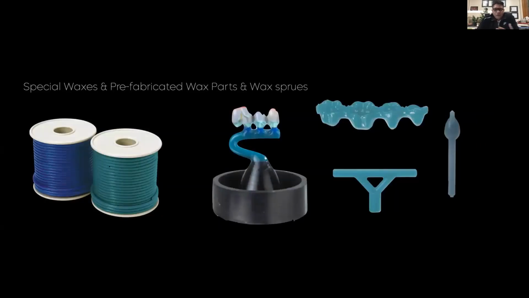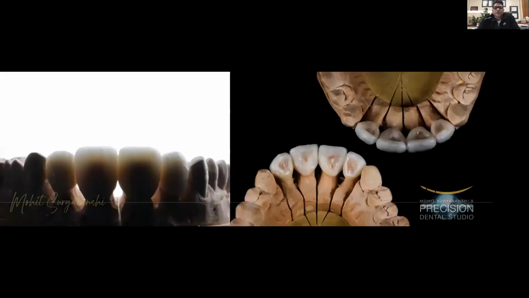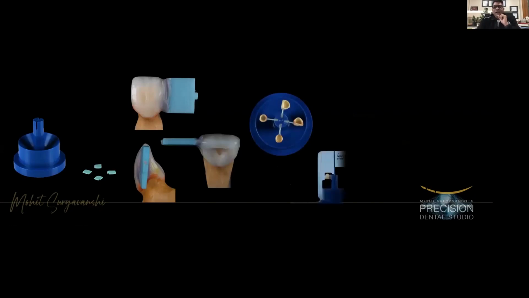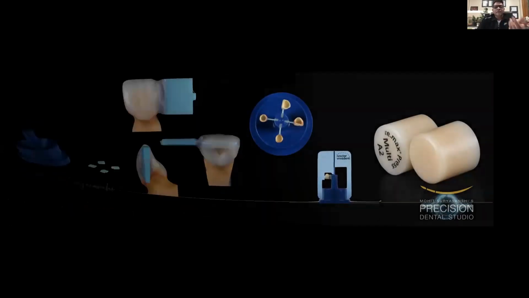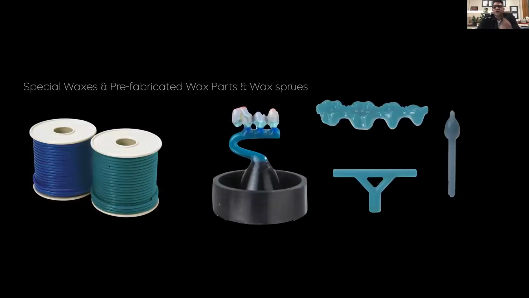This is one kind of spruing. Earlier it showed you a different kind of spruing. This is a very peculiar kind of spruing, only meant for the multi-ingot. And the regular spruings that we use for our regular lithium disilicate or the porcelain fused to metal restorations are these.